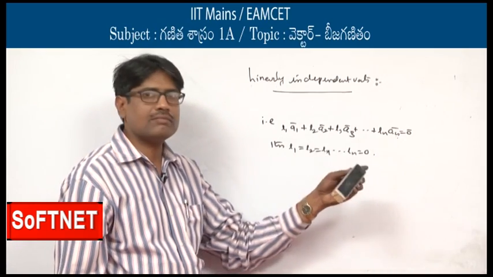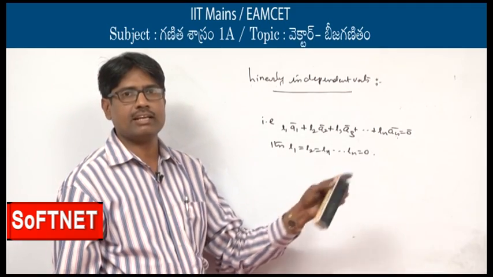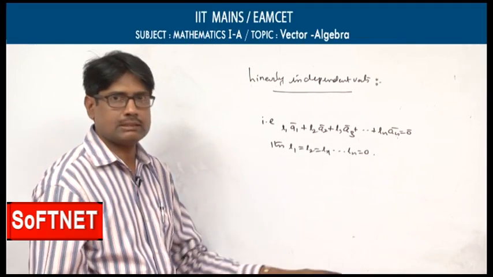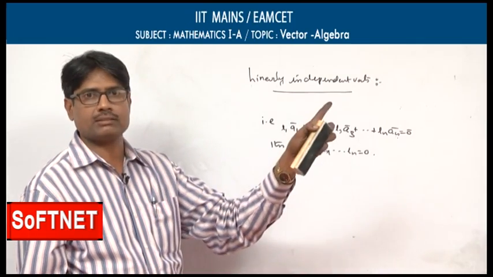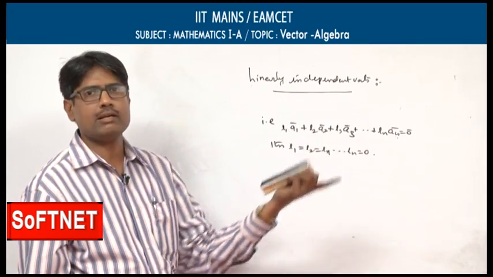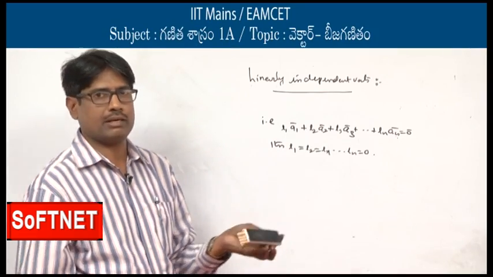All non-parallel vectors are linearly independent. All non-coplanar vectors are linearly independent. For example, in space, I bar, J bar, K bar lie in different planes, so I, J, K will be linearly independent vectors together. Linearly dependent vectors, linearly independent vectors.